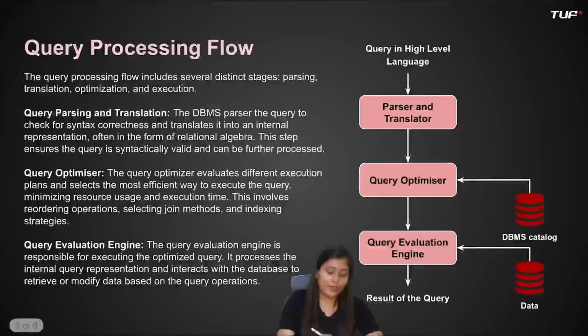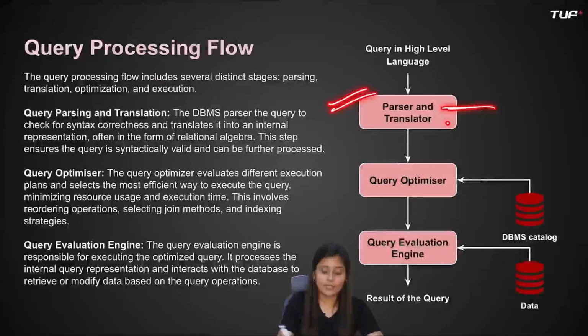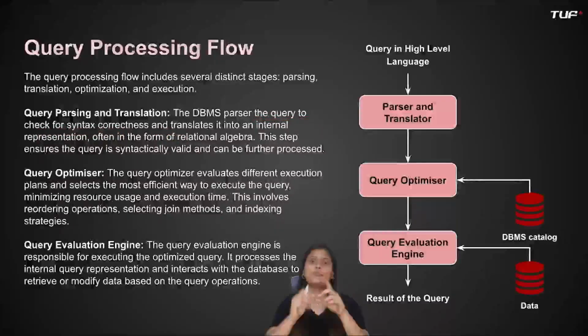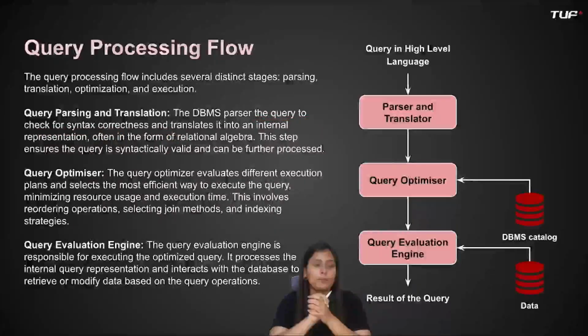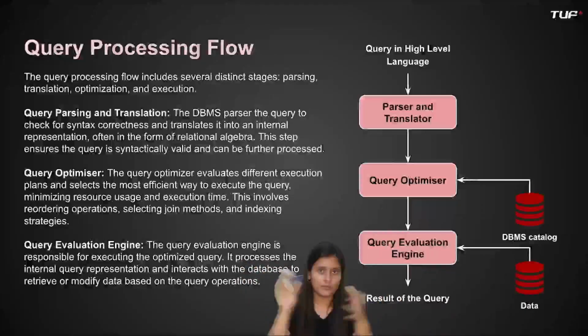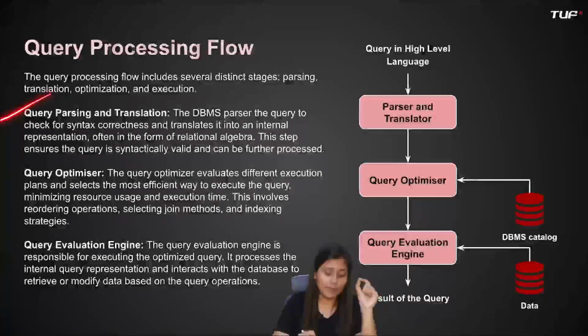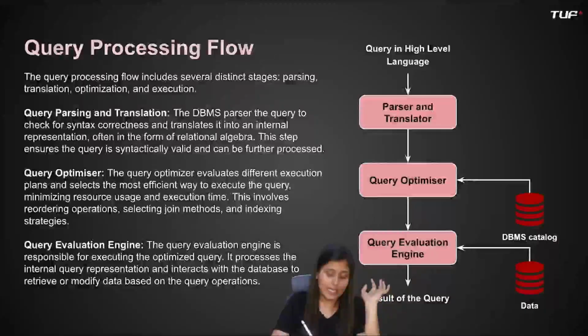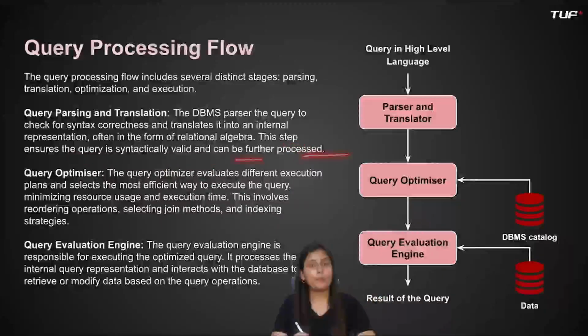Let's see the proper flow of query processing. The very first process is the parser and translator. Query parsing and translation checks the query for syntax correctness. If the user has written a query, there might be some syntax error, so it is the task of the query parser and translator to check for any syntax error in the query, and whether any translation is required. This step ensures that the query is syntactically valid and can be processed further.